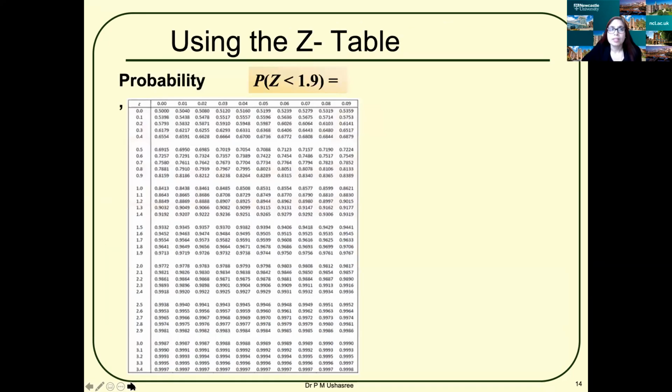Next, what is the probability of finding Z less than 1.9? Good. So you go down to 1.9 along this column.